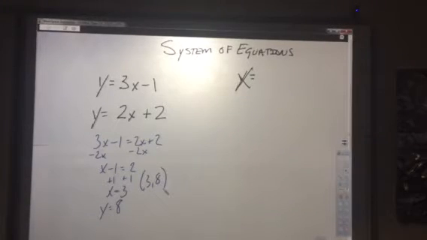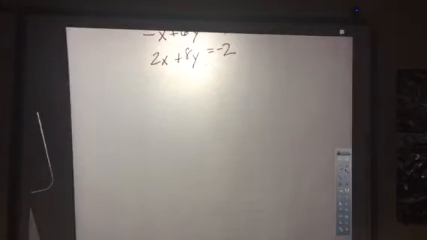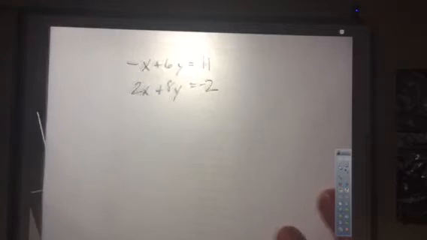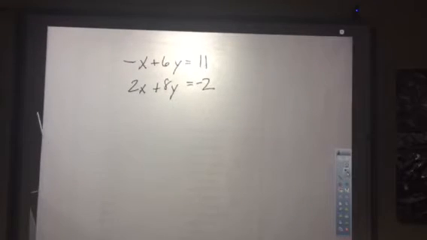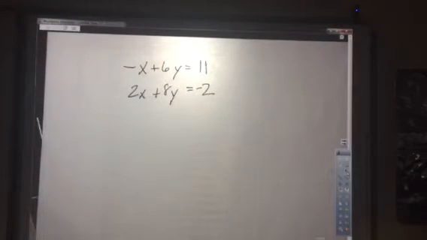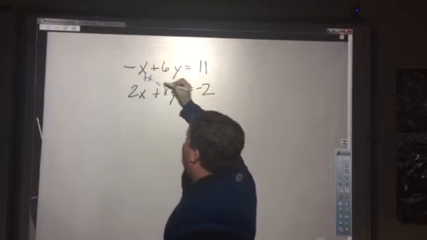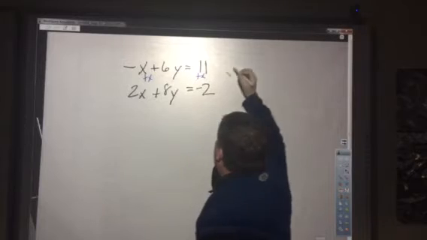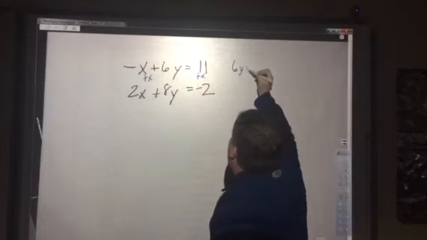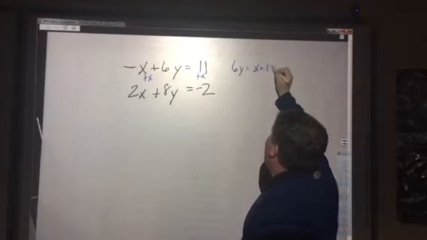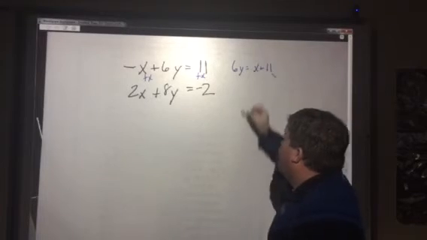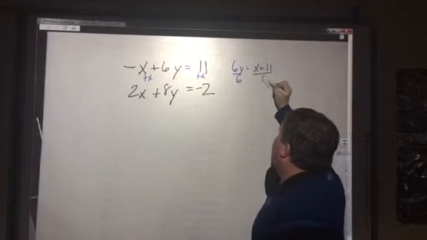Now, looking at the one that's on the test, it's a complicated one. So let's take a look at the complicated one here. The first thing we've got to do is solve these for y. So this first one here, I'm going to add x to both sides. So I get 6y is equal to x plus 11. Then I'm going to divide both sides by 6.